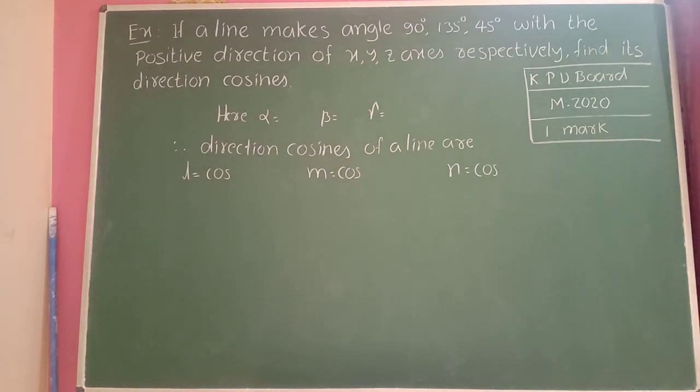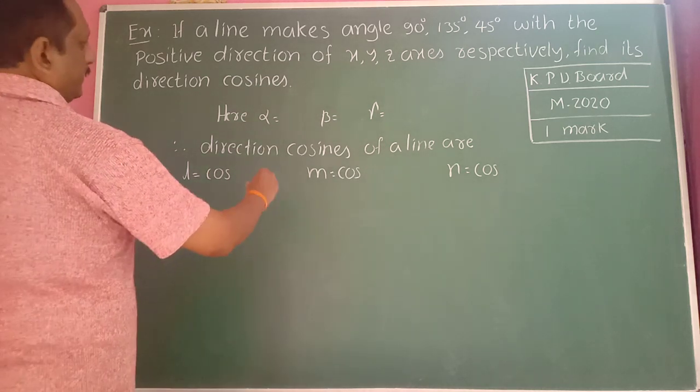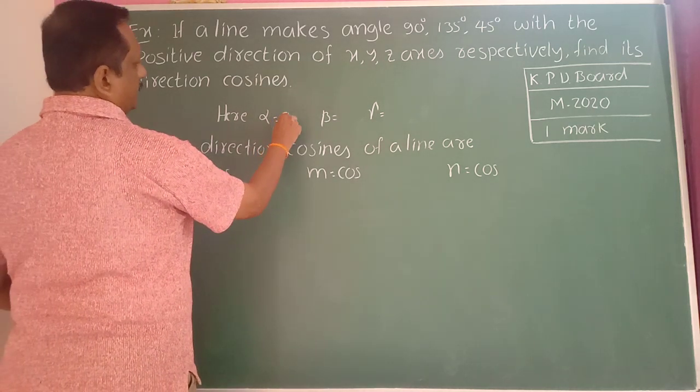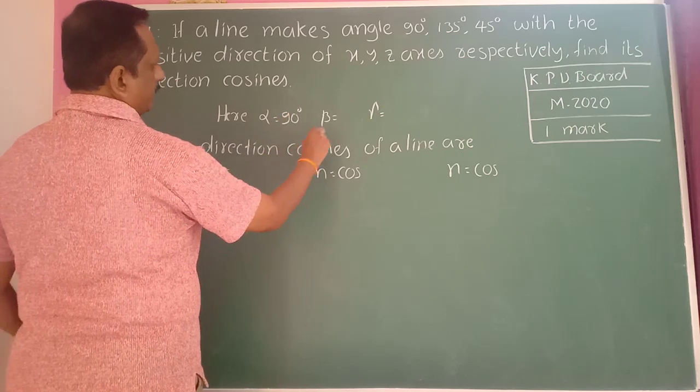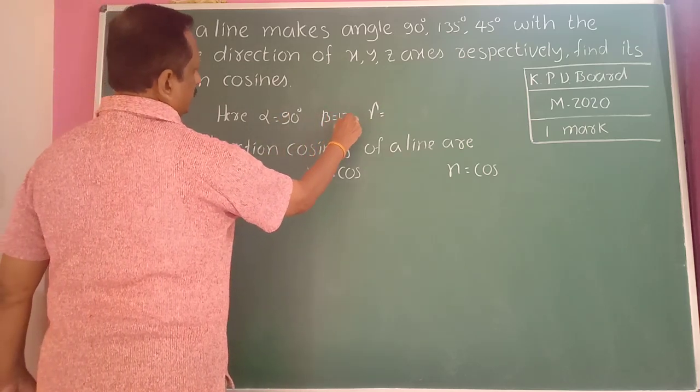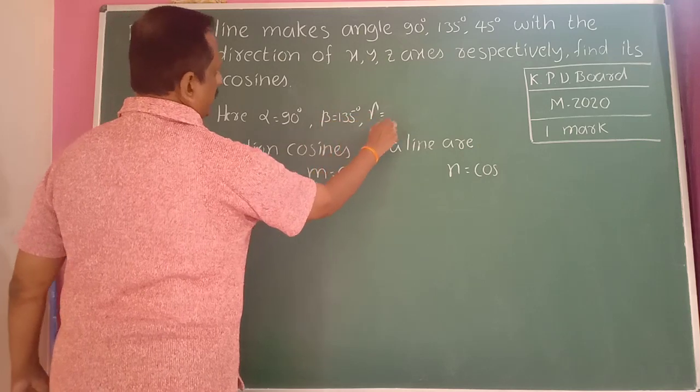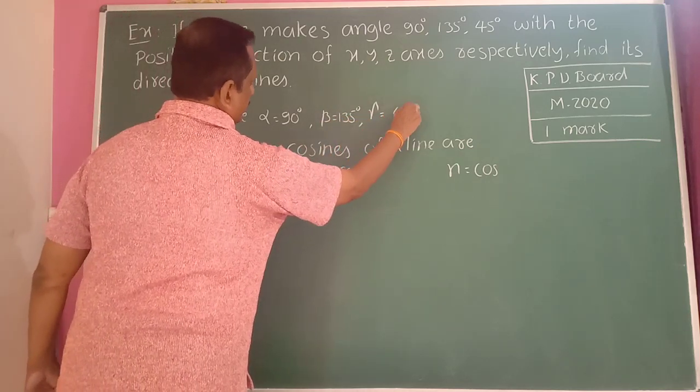This is also the same type of problem. If a line makes angles 90 degree, 135 degree, 45 degree with the positive direction of x, y, z axis respectively, find its direction cosines. Here they have given alpha is equal to 90 degree, beta is 135 degree, and gamma is 45 degree.